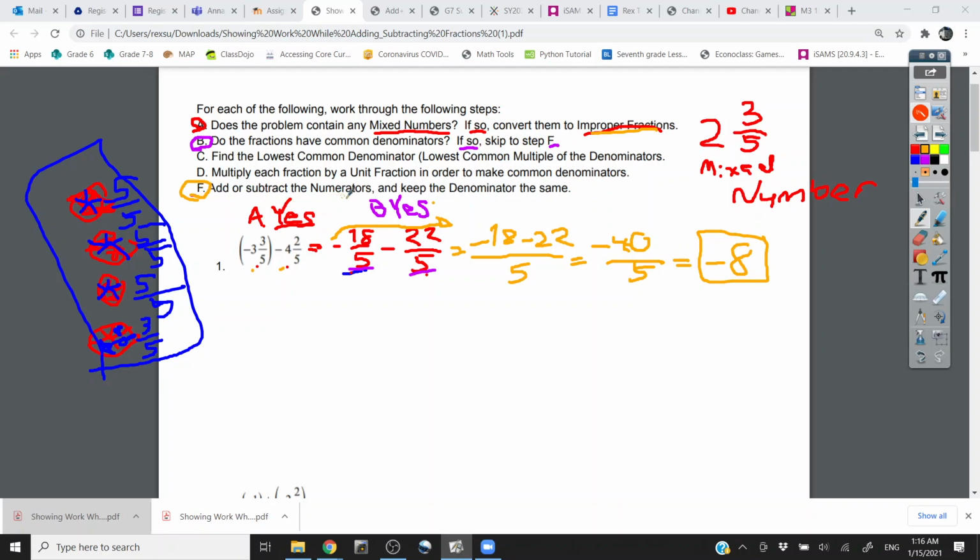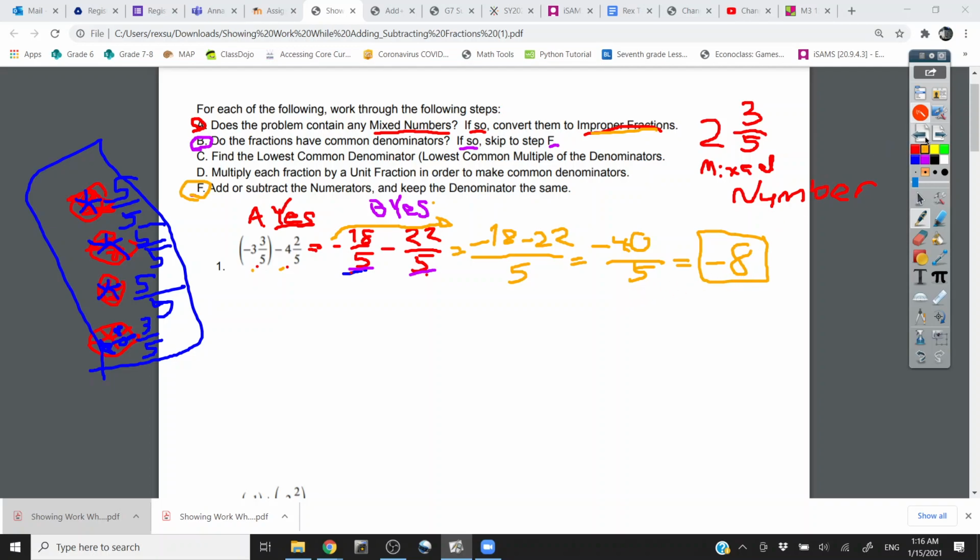We add or subtract the numerators. So the numerators were negative 18 minus 22. Those all came into the numerator, and keep the denominator the same. The denominator is 5. Then I actually subtracted those, divided this, and got our answer. Good. Okay. So that's the first one.